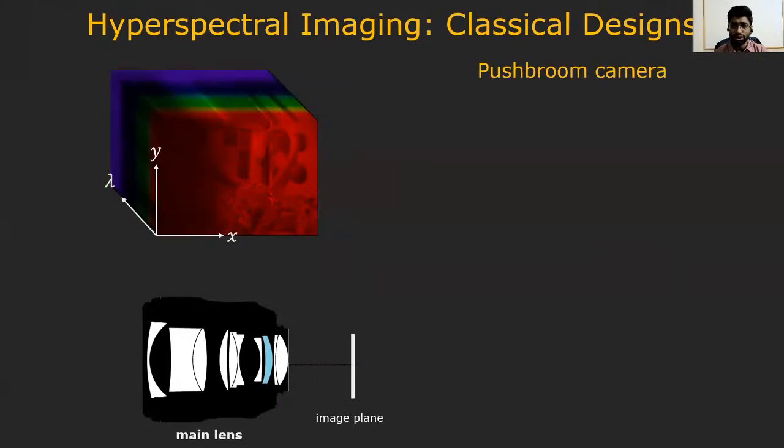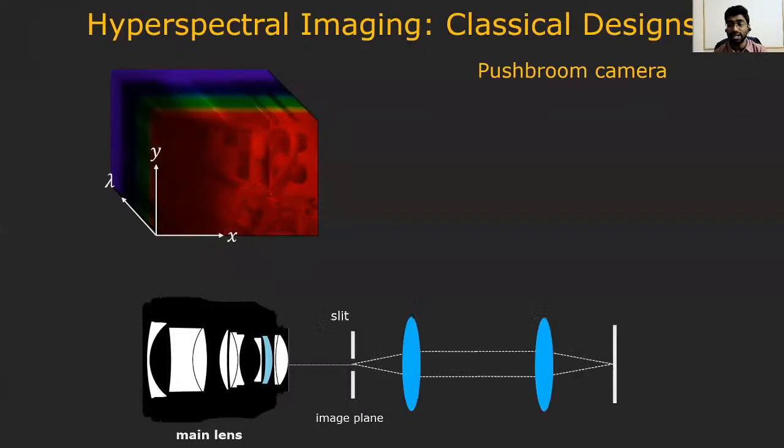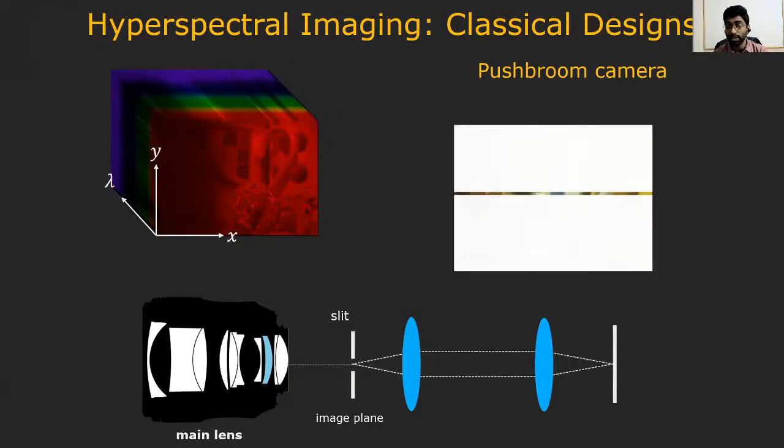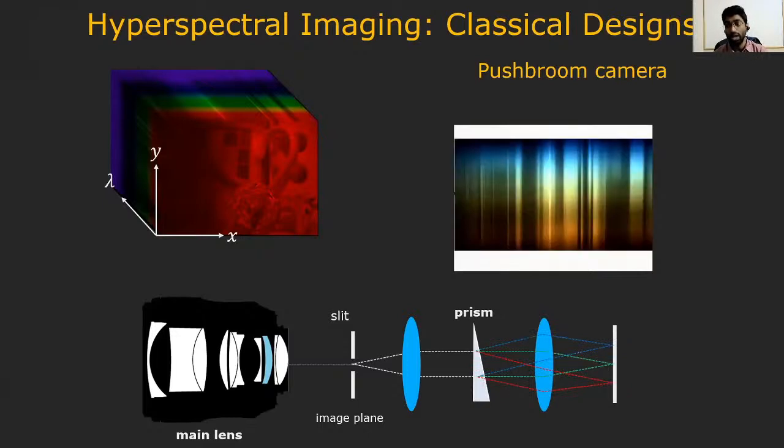An alternate approach called push-broom camera instead relies on the dispersive power of prism. Push-broom camera consists of a slit that selects a single row of the scene's image. The spectrum of the single row is then dispersed using a prism, allowing us to capture the full spectrum of all pixels in that row. By sweeping from top to bottom, one can capture the full hyperspectral image of the scene.